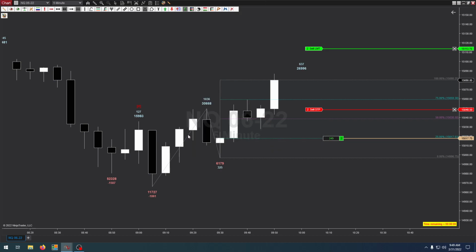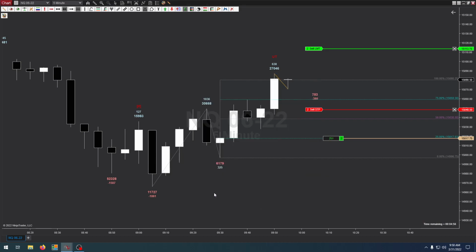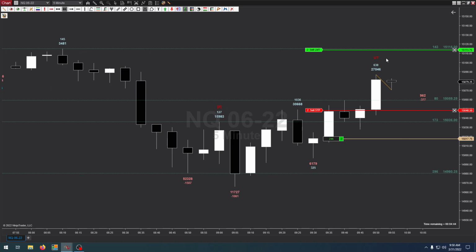What's going on here? Doesn't want to remove it. There we go. Okay. We still have a shot to get to our target. We do have another upthrust here though. We need this one here to take out this high.